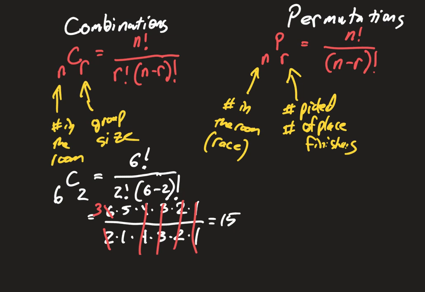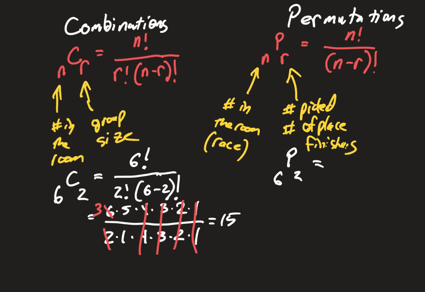There were 15 ways to have a group of 2 if I had 6 people in my group, or 6 people in the room. There are 15 different groups of 2. If I do it for a permutation, if I have 6 people in a race and I want to know how many are going to win, place, show, first or second place. Call it first and second place.